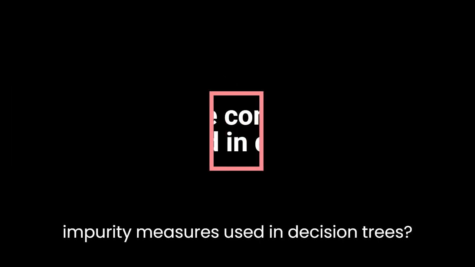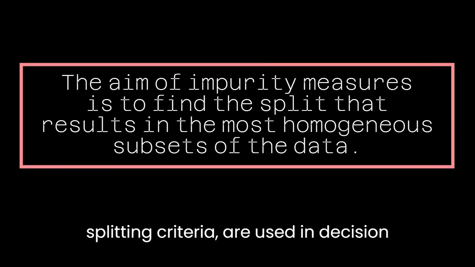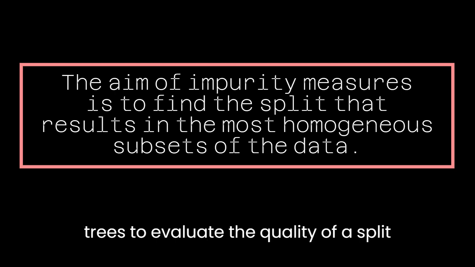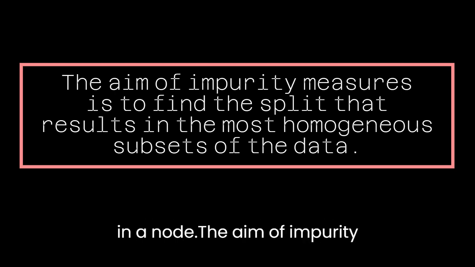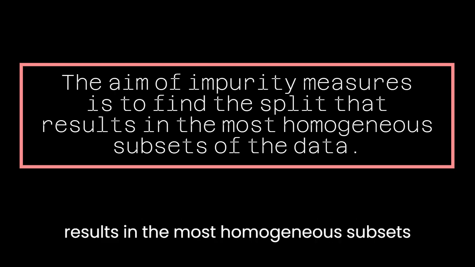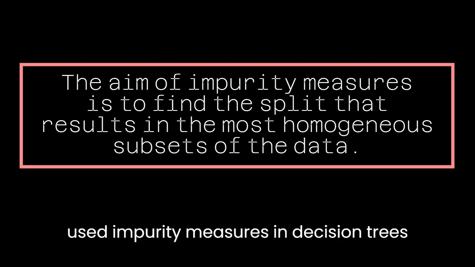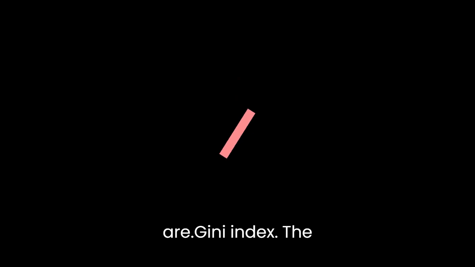What are some common impurity measures used in decision trees? Impurity measures, also known as splitting criteria, are used in decision trees to evaluate the quality of a split in a node. The aim of impurity measures is to find the split that results in the most homogeneous subsets of the data. Some of the commonly used impurity measures in decision trees are Gini index.